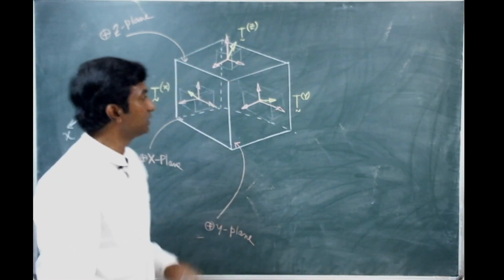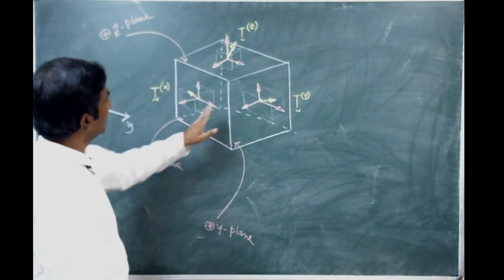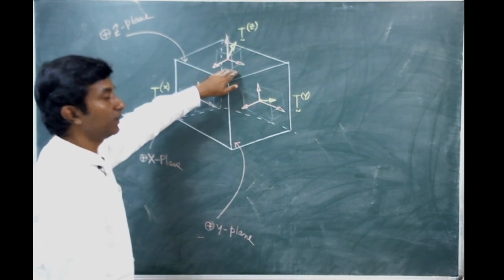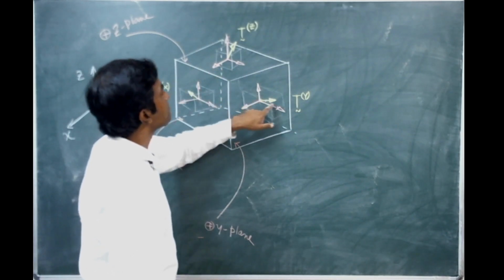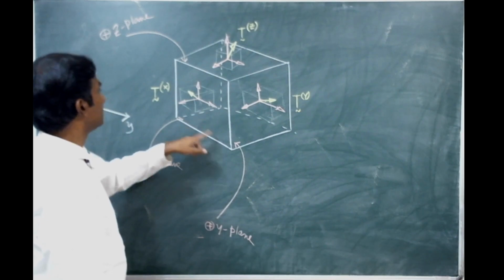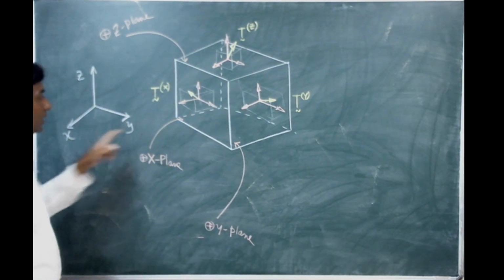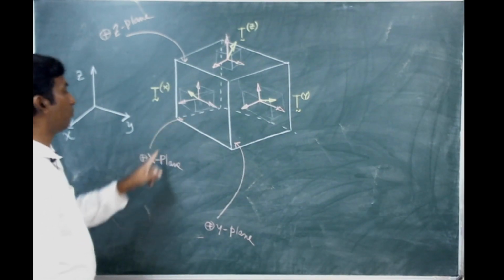So if you wish, you can shrink it to a point. What we assume is that these faces are visible, and on these faces these three traction vectors are acting. We say that this is the face on which the x-axis is the normal. So we give a name: we say that it is a positive x plane.